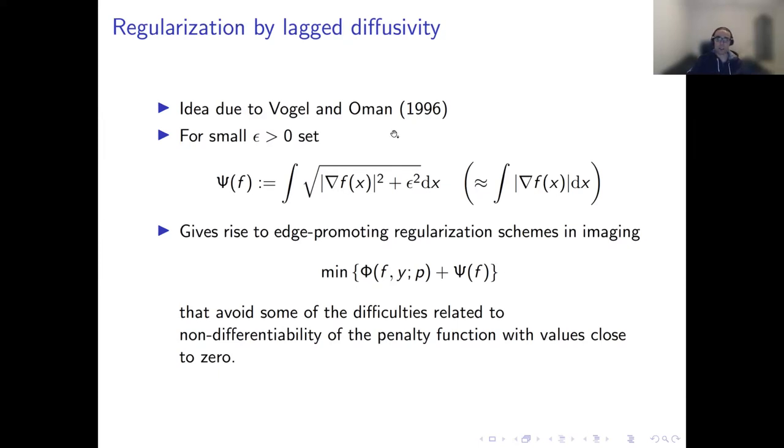In the deterministic setting, the idea is due to Vogel and Oman from the mid-90s. What you do is you take the usual total variation functional and smoothen it by some epsilon in the following sense, so that it becomes a little bit more differentiable around zero. And so you try to minimize the following functional where you have your data fidelity term, sorry, p should be d here, the design variable, and you have this psi, the edge promoting penalty term.